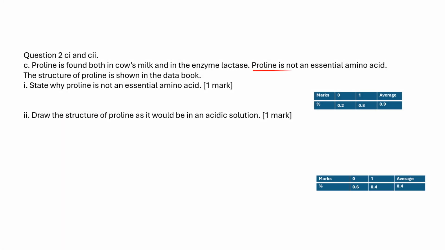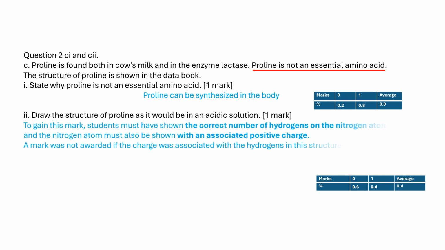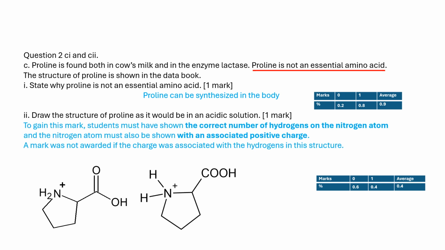The key word is essential. Proline can be synthesized in the body, so it is not an essential amino acid. In an acidic solution, hydrogen ions are in excess. So, carboxylic groups absorb hydrogen ions, and amino groups also absorb hydrogen ions. After absorbing hydrogen ions, carboxylic groups are neutral, and amino groups are positive charges. The positive signs must be labeled on nitrogen atoms.